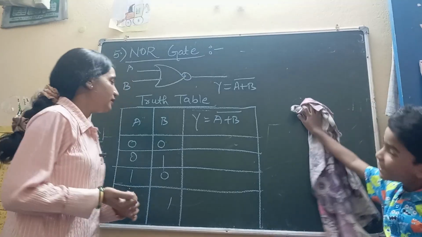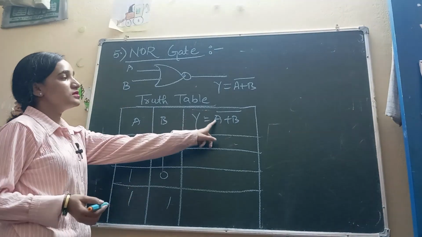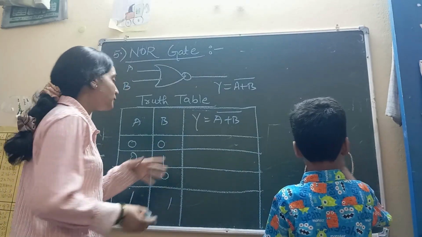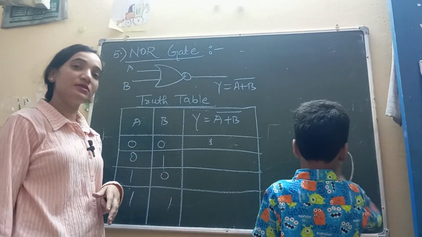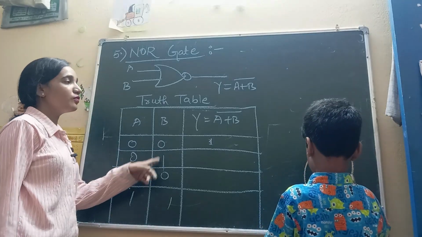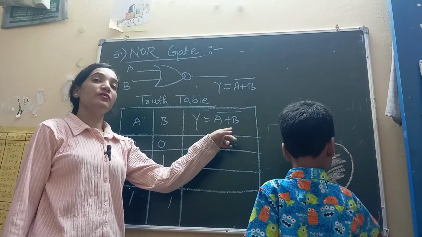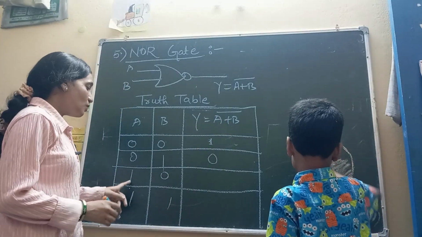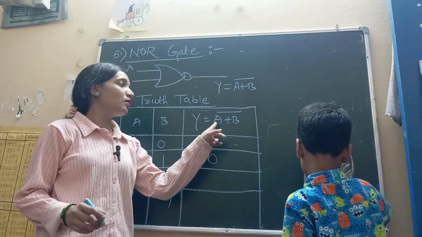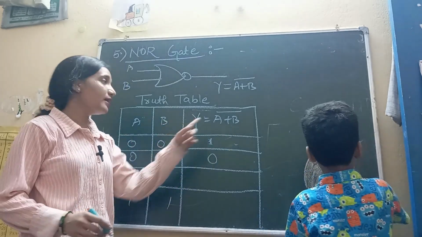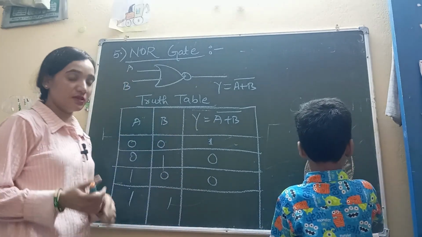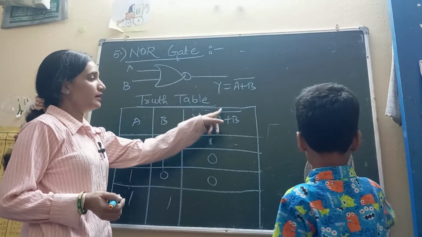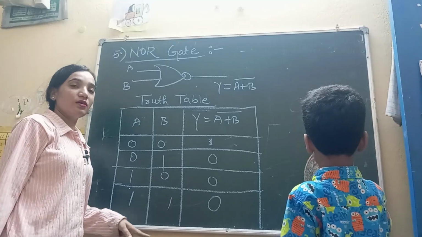Now 0 0 0 plus 0, we are getting output as 0, but we have to invert, so output is 1. 0 1, we will get 1 and we have to invert, then the output will be 0. 1 0, we will get 1 plus 0, that is 1, and invert it, then we are getting 0. Again 1 plus 1 is 1 and invert it, so we will get 0.